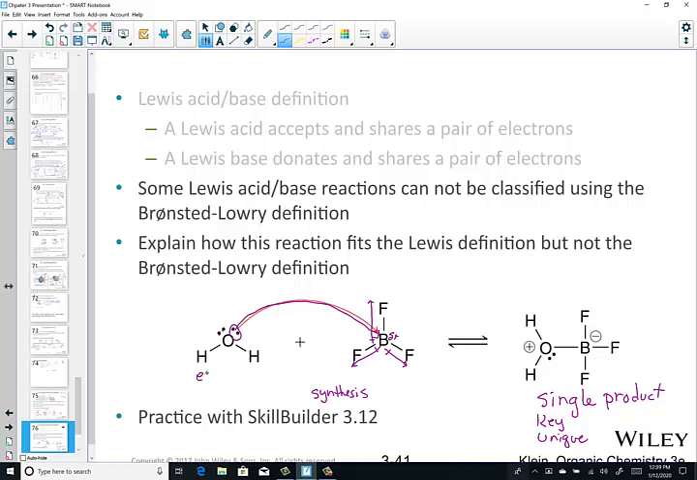Because the electron pair donor came from water, water is acting as a Lewis base. Because the boron accepted the pair of electrons, BF3 is acting as the acid. And you produce a single product where a new bond has formed between the electron-rich oxygen and the electron deficient boron. And one product formed.